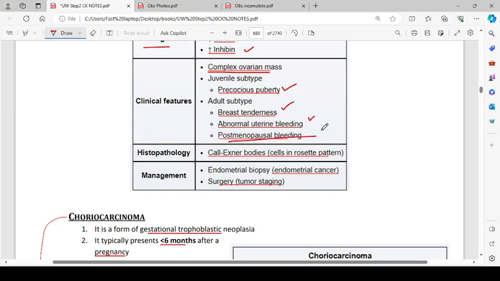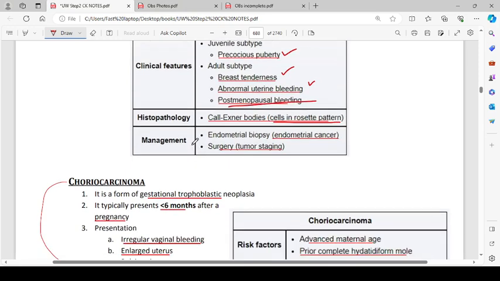Histopathology: on histopathology, we'll find Call-Exner bodies, cells in a rosette pattern. Management is endometrial biopsy for endometrial cancer, and surgery, that is tumor staging.